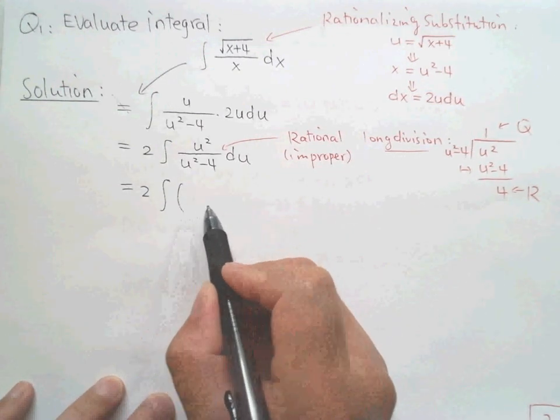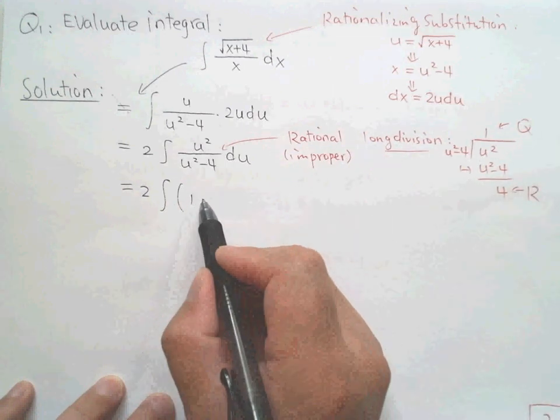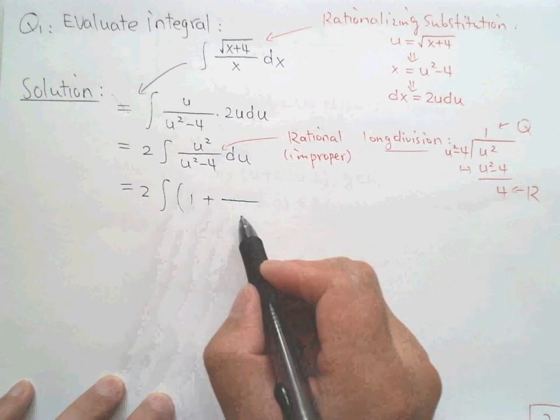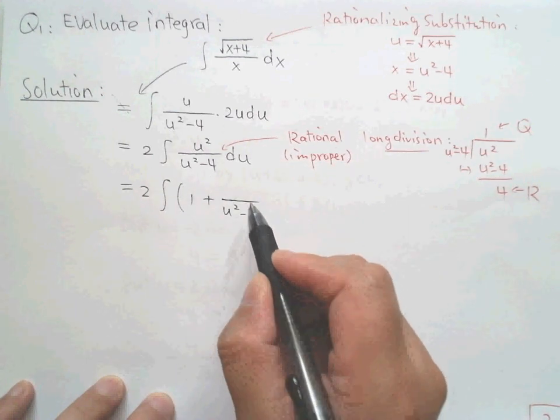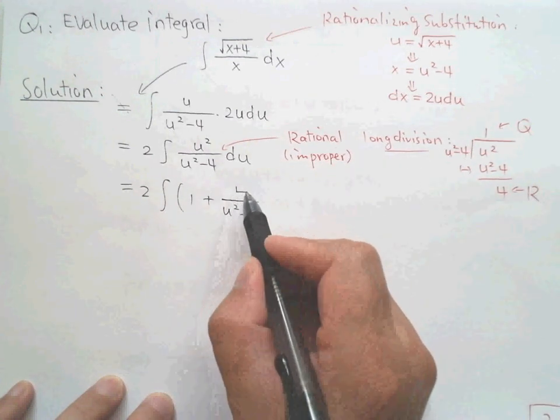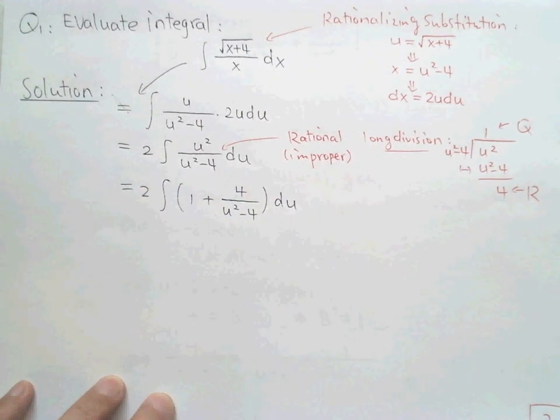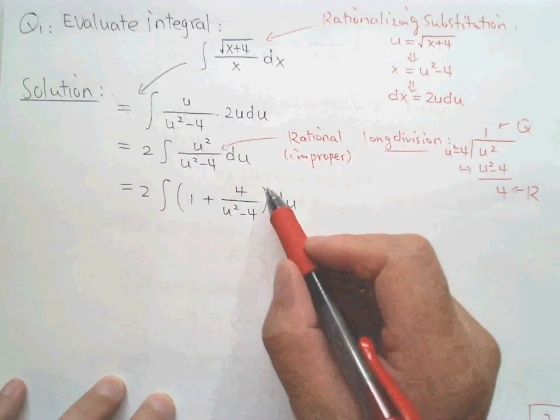So, parenthesis, quotient is 1 plus proper fraction. What is the bottom? The original divisor. What is the remainder? 4. If you remember that, okay, so here is what we need. So now definitely we can see what we can see.